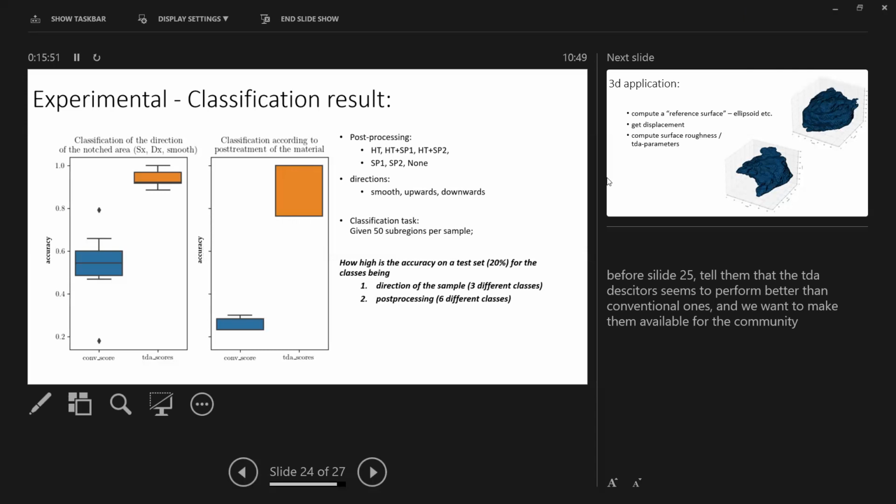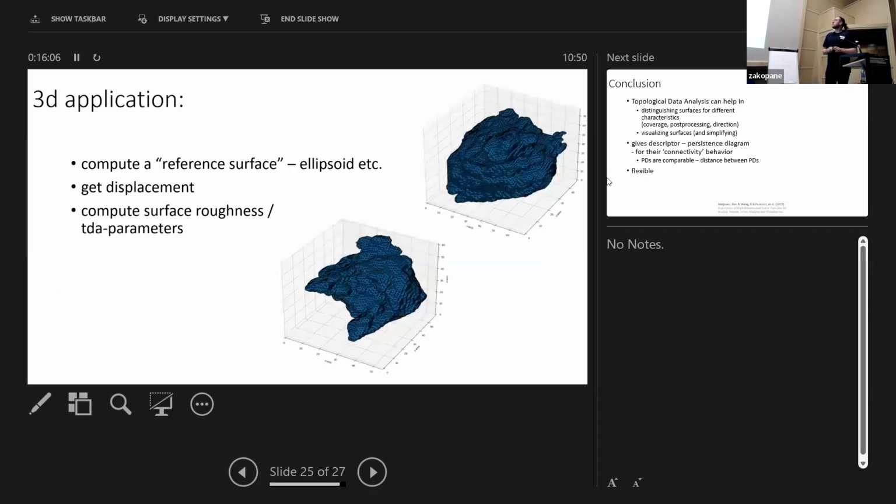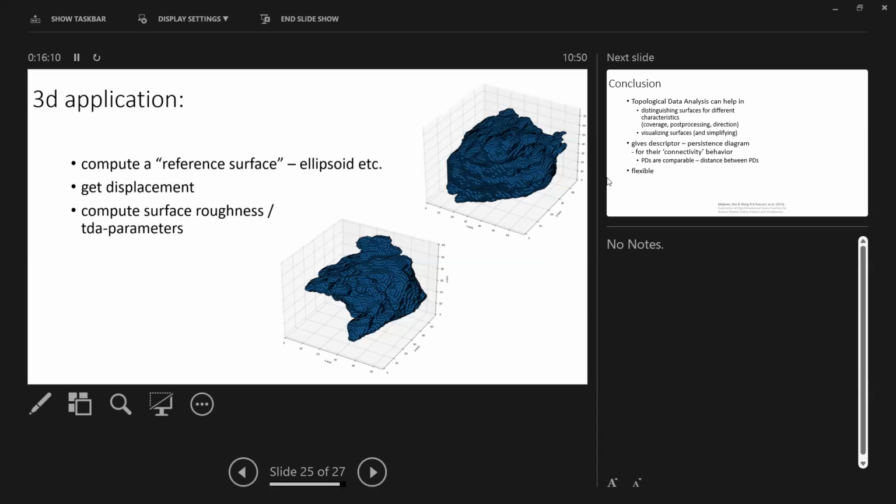And as I already showed before, we can also use that to understand the material a bit better because we can visualize it better. We can really do simplifications and show what we are really seeing, what might be interesting regions, and how that is affecting it. Obviously, we can also do that in 3D, but the note here is that you would always need a reference surface.